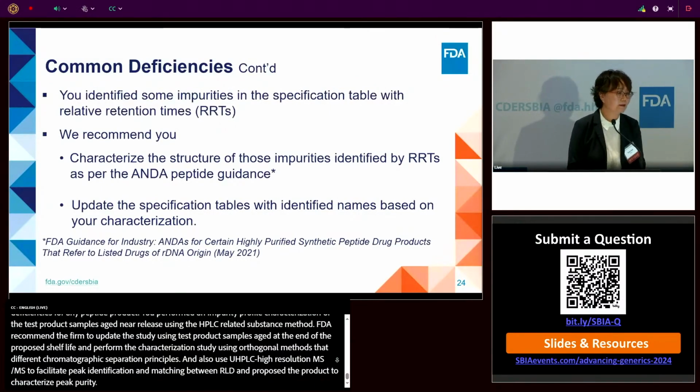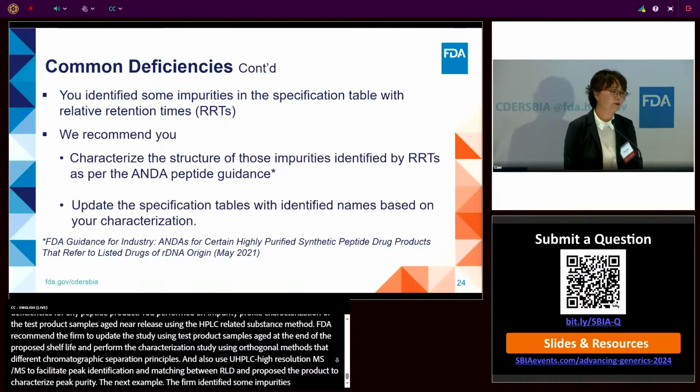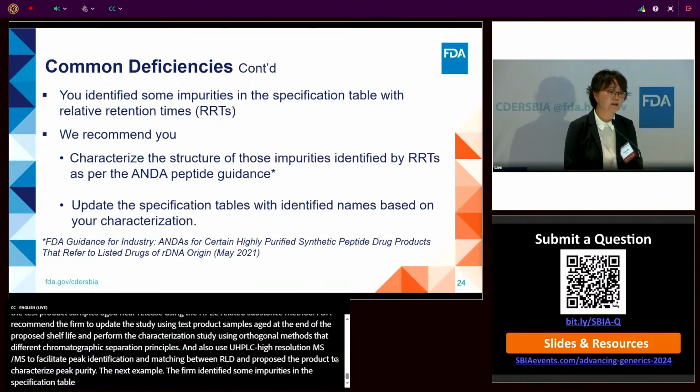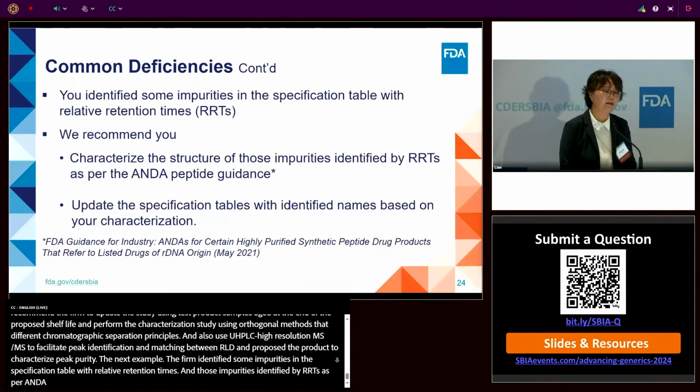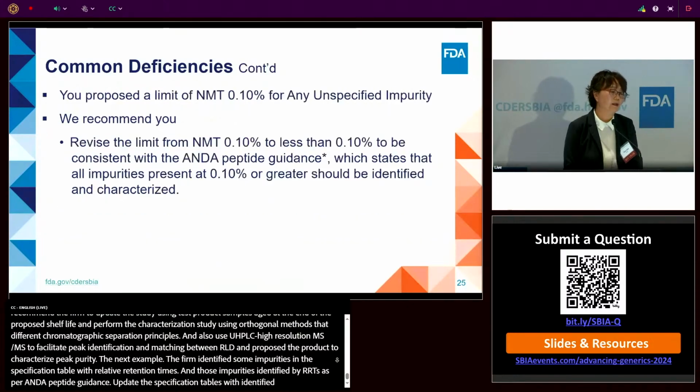The next example, the firm identified some impurities in the spec table with RRTs. FDA recommends the firm characterize the structure of those impurities identified by RRTs as per the ANDA peptide guidance and update the spec table with identified names based on the characterization.